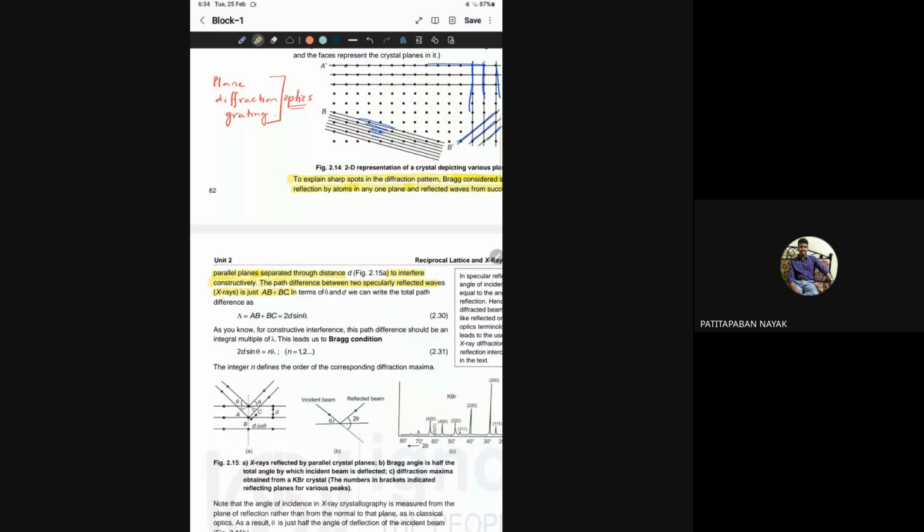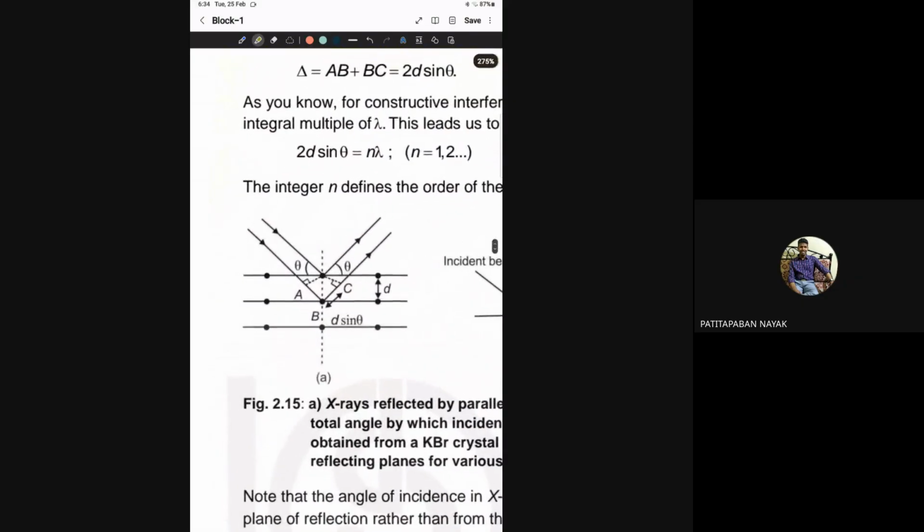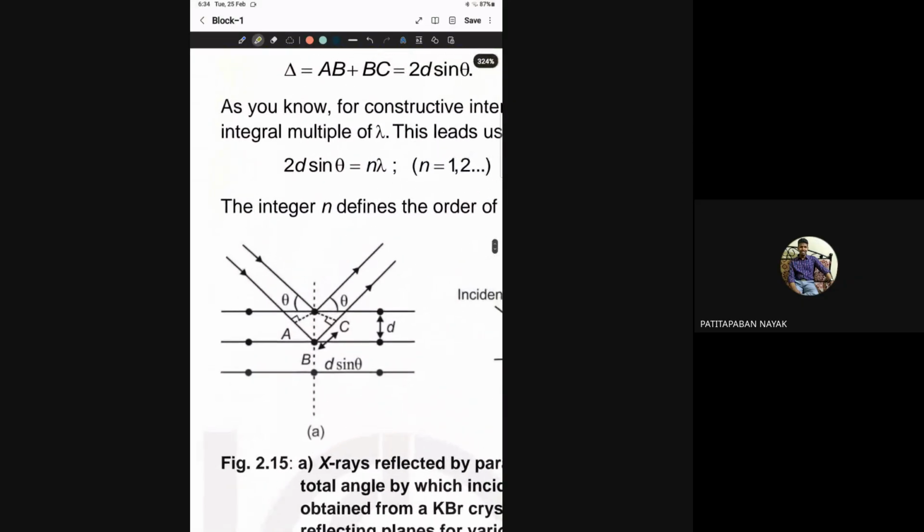Let us try to understand this from this figure. These are the incident X-rays. This X-ray line hits this particular plane and gets reflected from here. Incident angle over here.